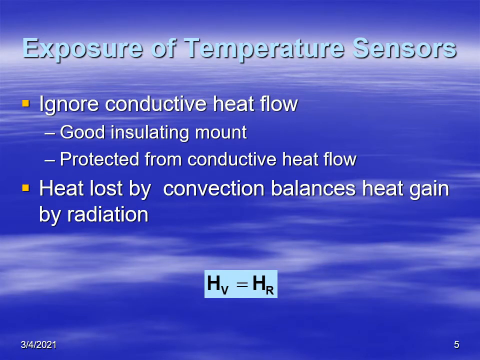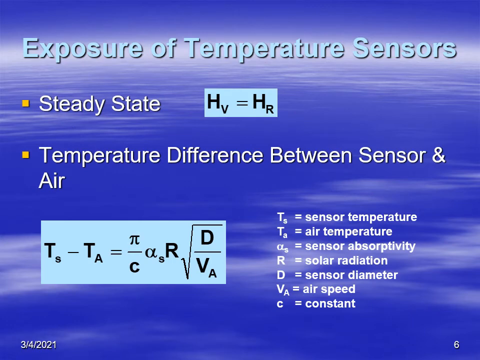With our analysis of exposure errors, we're going to ignore the conductive heat flow. In other words, we're going to assume that we did everything that we can to insulate the thermometer from its mount, and therefore we really don't have any conductive heat flow. We're going to look at the balance between heat lost by convection and heat gained by radiation. In this case, when we reach steady state, we can solve this equation.